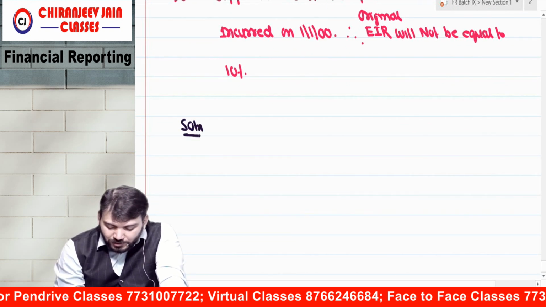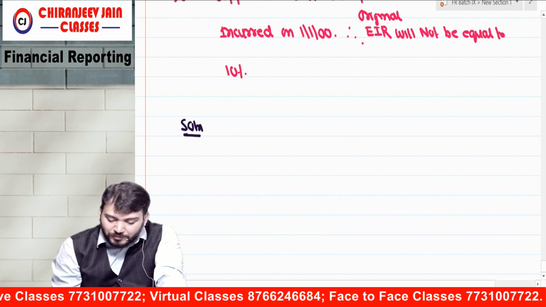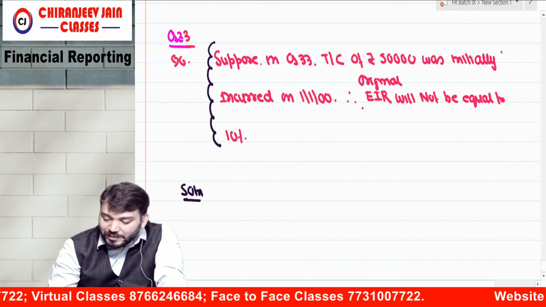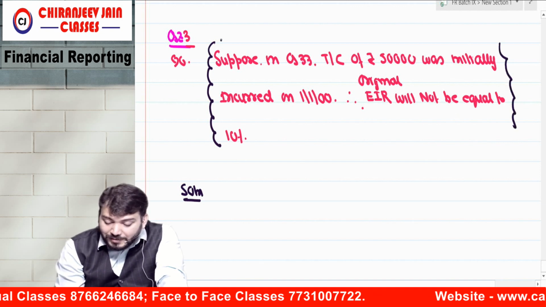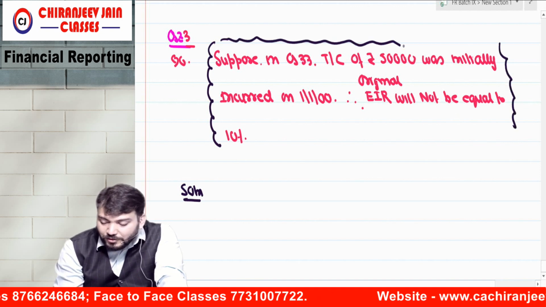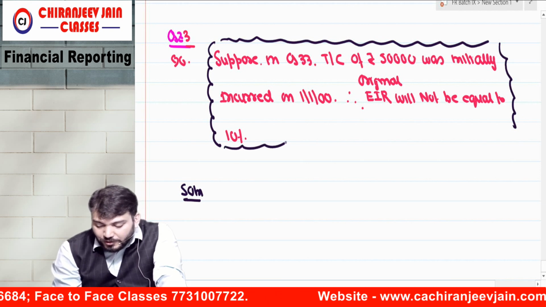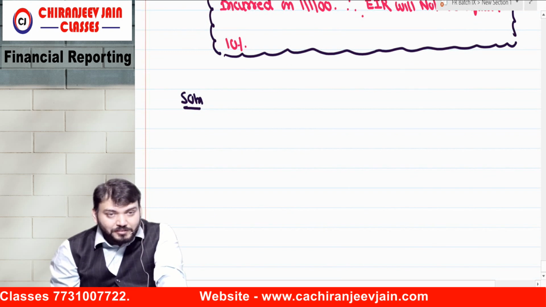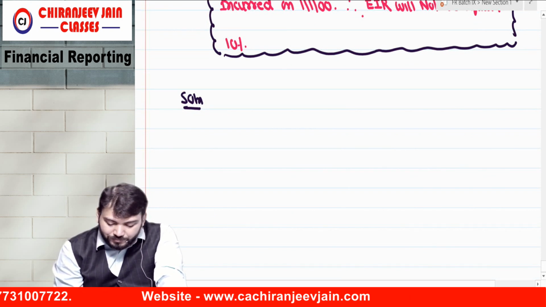So the solution starts from this. This is part of the question. I have not taken an assumption; I have added this point in the question only. Correct? So first we need to calculate the original EIR. Now calculate original EIR. Point number 1.